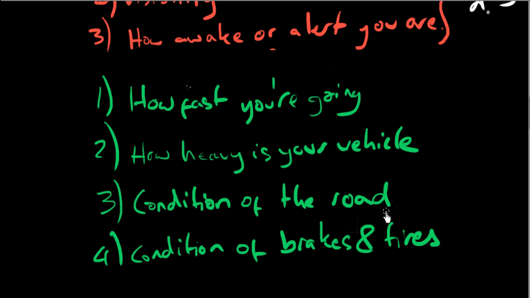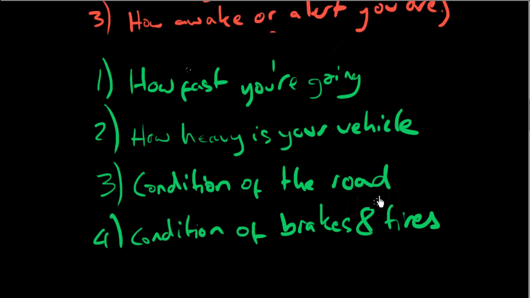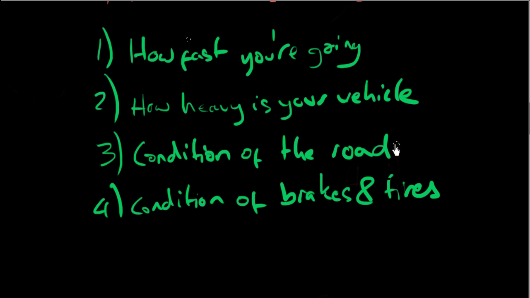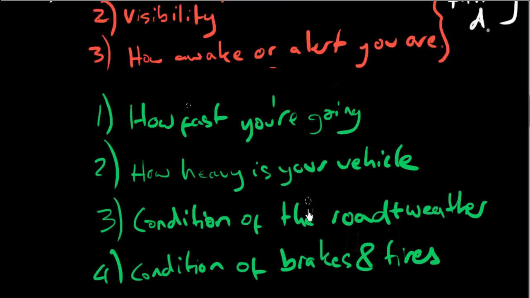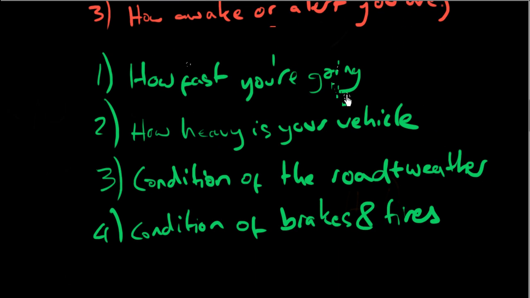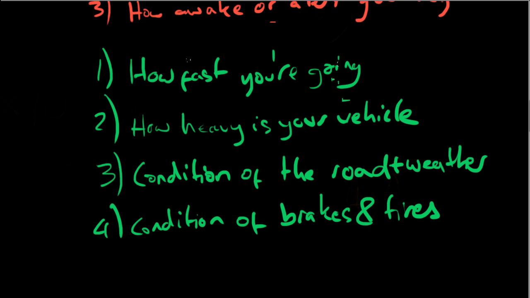All of this, so this is the road and the weather, etc. The road could be a bad road, independently of the weather, or the weather could be bad. All of these are factors that could influence both the thinking speed, the thinking distance, and the braking distance.